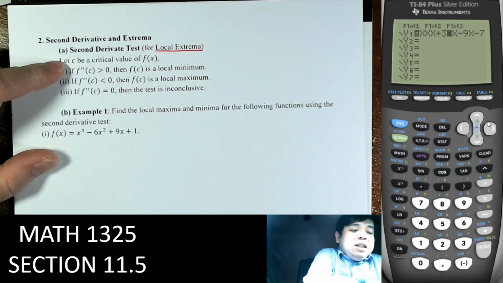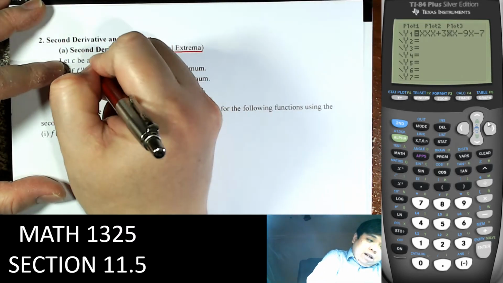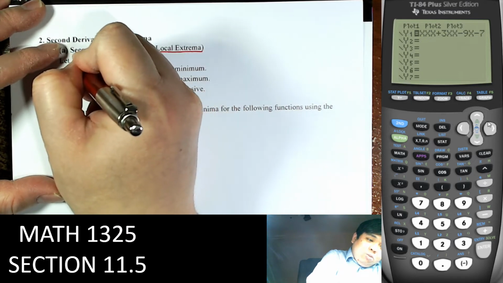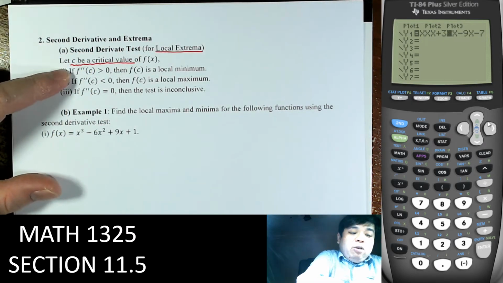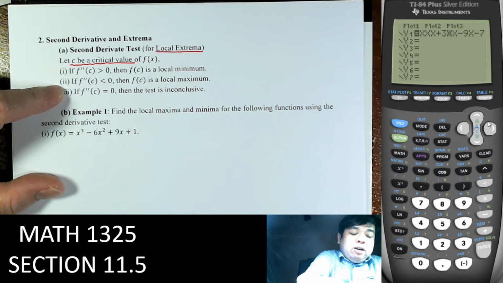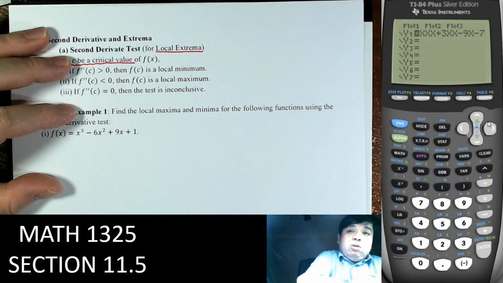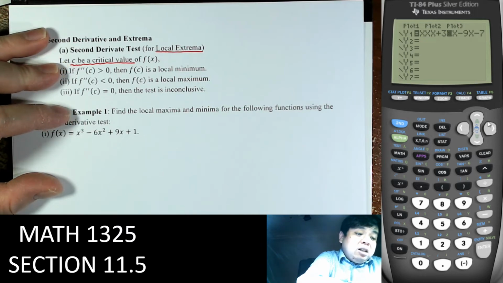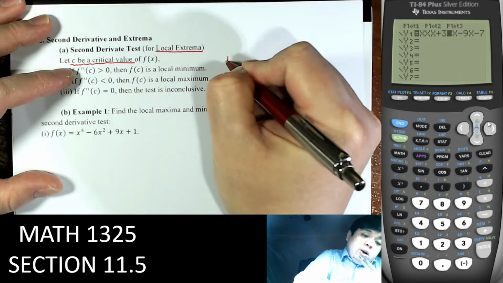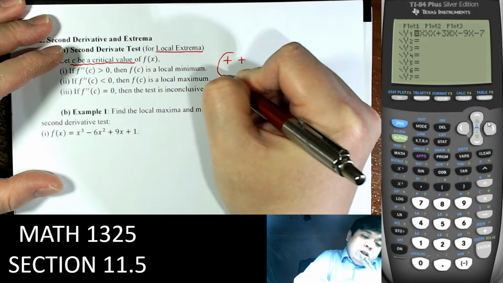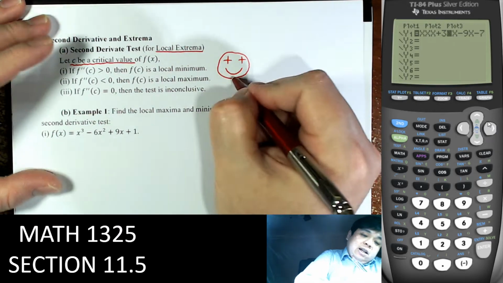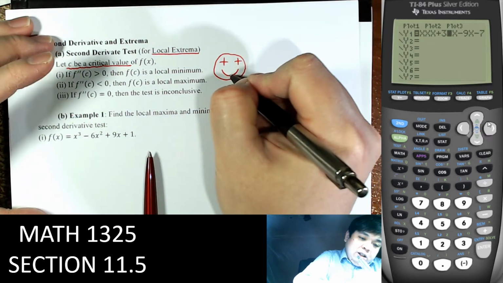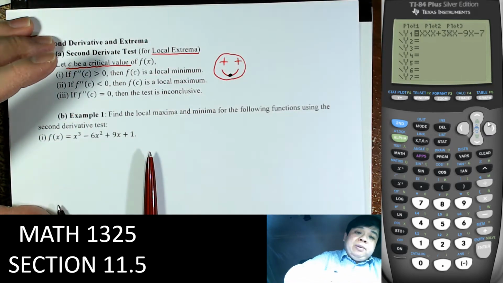Right, let's see the critical values. Well, first, it has to be a critical value. And if the second derivative is greater than 0 or less than 0, the function is concave up or concave down. We know that. But if it's concave up, where the second derivative is positive, if it goes like this, and the point will have to be the min.